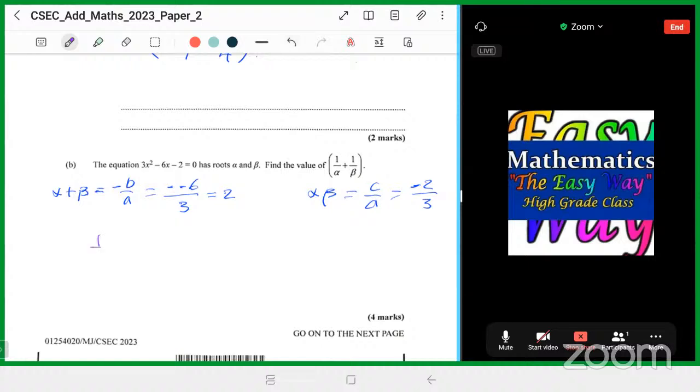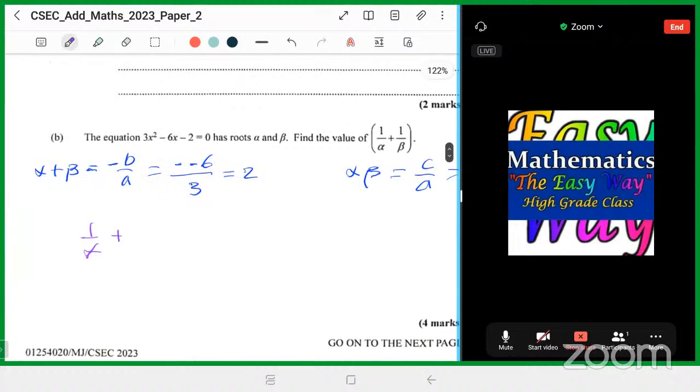So the 1 over alpha plus the 1 over beta. When I make it one fraction by multiplying this one by beta over beta and this one by alpha over alpha, the denominator is alpha beta. So I'm going to put alpha beta as my denominator. The numerator becomes alpha plus beta. So it's pretty standard, alpha plus beta.